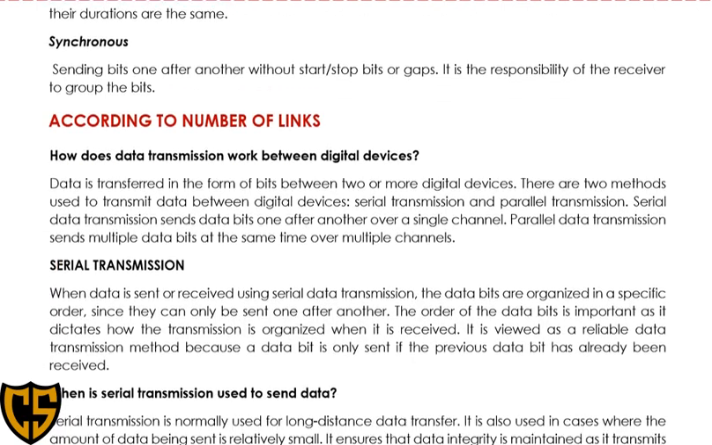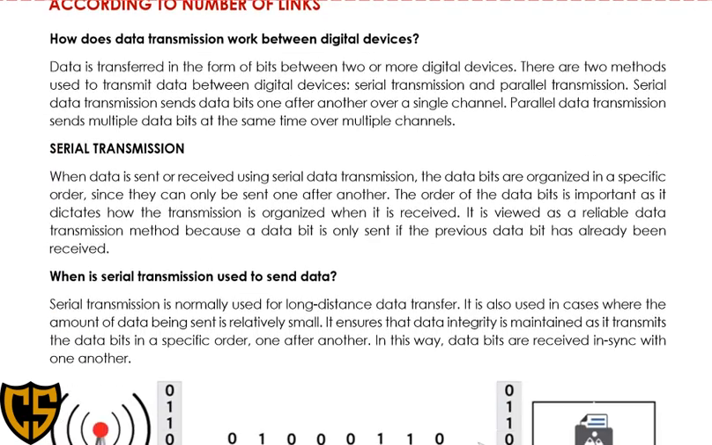Next, we have according to number of links. So how does data transmission work between digital devices? Data is transferred in the form of bits between two or more digital devices. There are two methods used to transmit data between digital devices. So first, we have serial transmission and next we have parallel transmission mode. Serial data transmission sends data bits one after another over a single channel. Parallel data transmission sends multiple data bits at the same time over multiple channels.